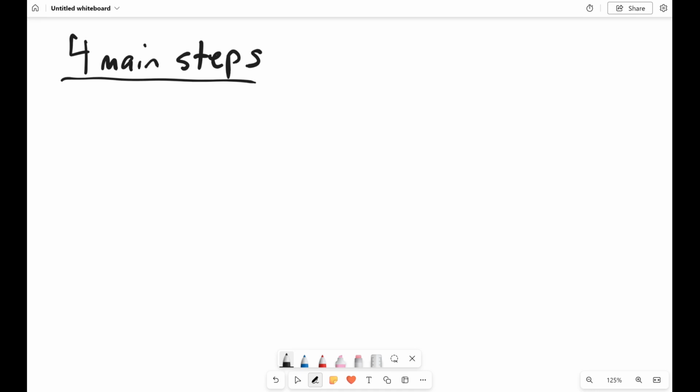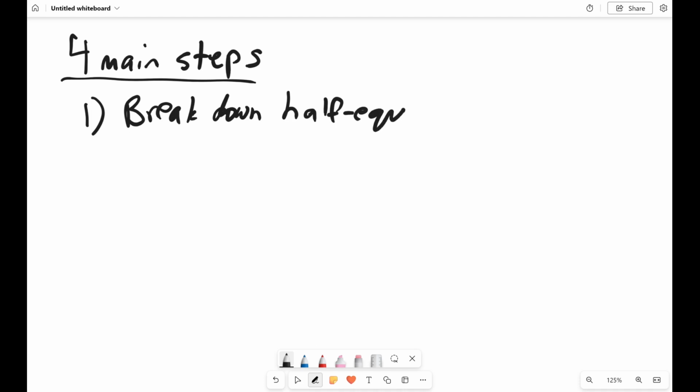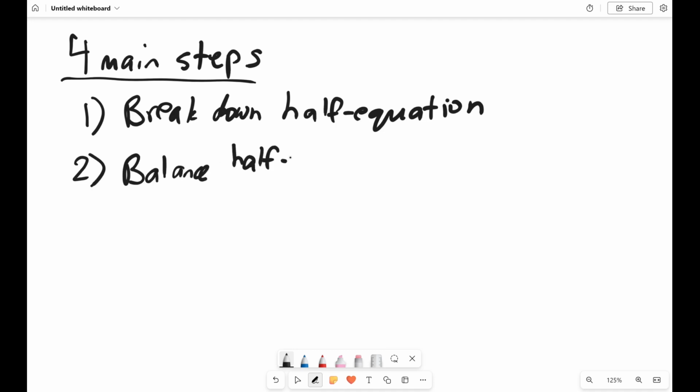The very first step is breaking down the equation into half equations. If you don't understand what a half equation is, don't worry, I'll define everything later. Step 2 is to balance the half equations separately. Then we're going to equalize the electron count.